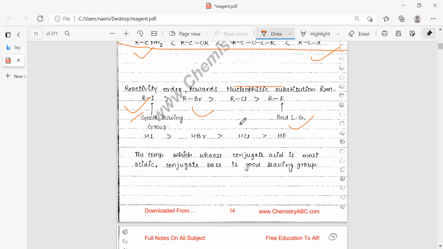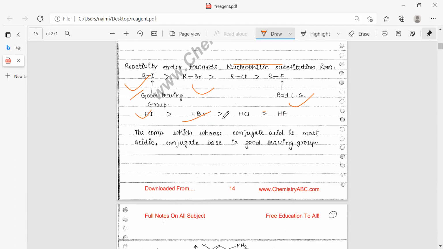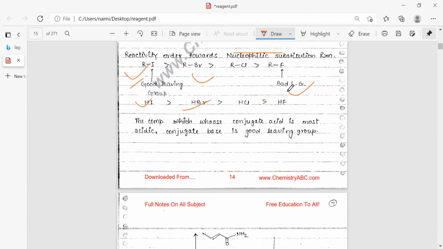So if you see the reactivity order towards nucleophilic substitution, this one is more reactive towards nucleophilic addition, then this one, then this one, then this one. The acidic strength is much more for this compound, and this is more acidic than this one, then this one, then this one. But the reactivity order toward nucleophilic substitution is much more for this one than this one.